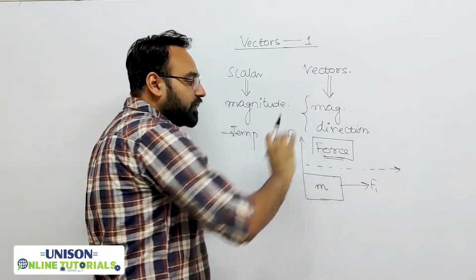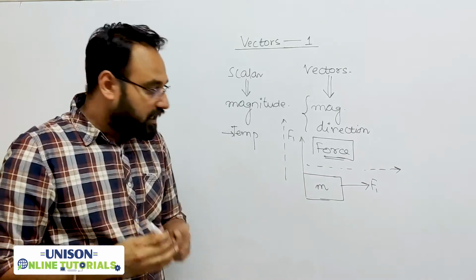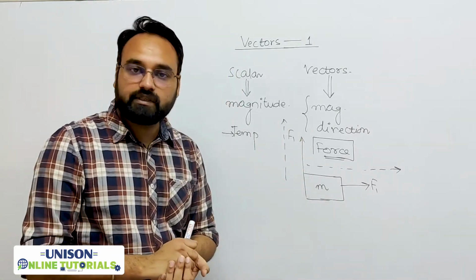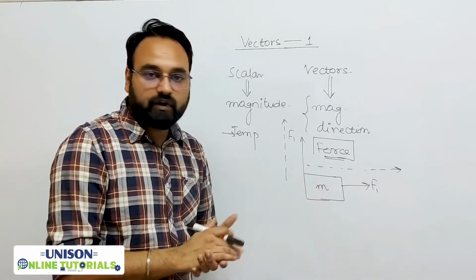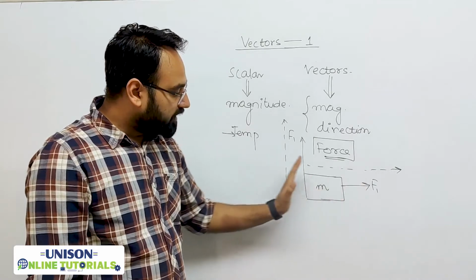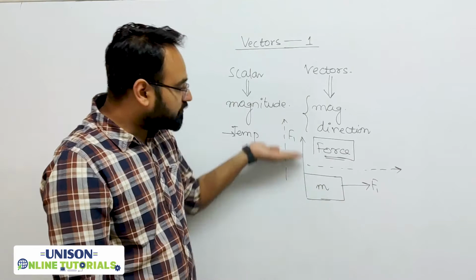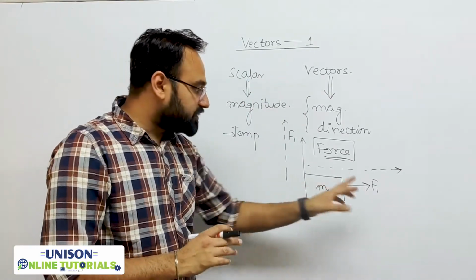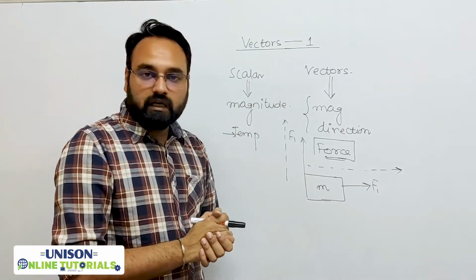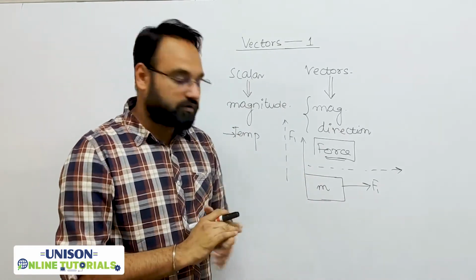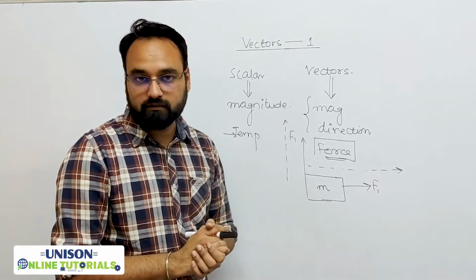now F1 is acting in the upward direction. This body has a tendency to move upwards. That means with the same magnitude of force, this body m has a different type of tendency of motion. For this force, it has a tendency to move in this direction, and for this kind of force, this body has a tendency to move upwards. That means with the same magnitude, the body is showing different motion, and the reason is the direction of force. In this case, force is acting in this direction, and in this case, force is acting in this direction.